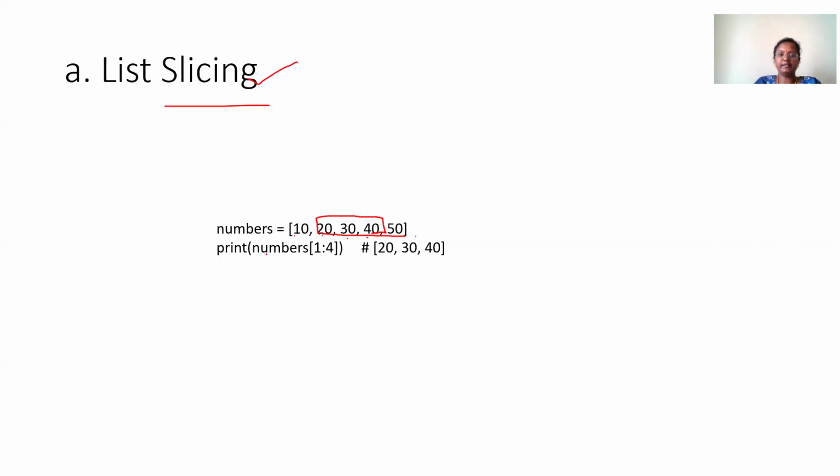For example, print numbers, because in the numbers you have your data. Your data file is available in the name of numbers. So in the numbers, it will start from 1 because you want to display the values from 20 to 40. The position starts from 1; 0 we did not include. In the first position, 20 is available. In the second position, 30 is available. In the third position, 40 is available.